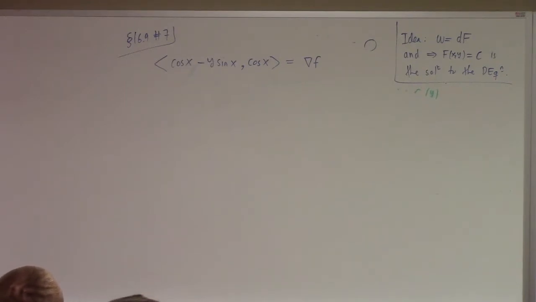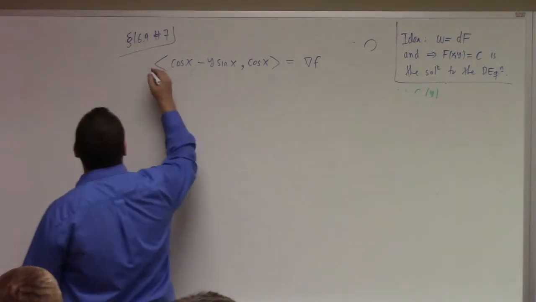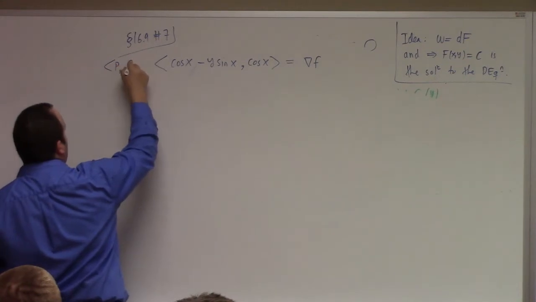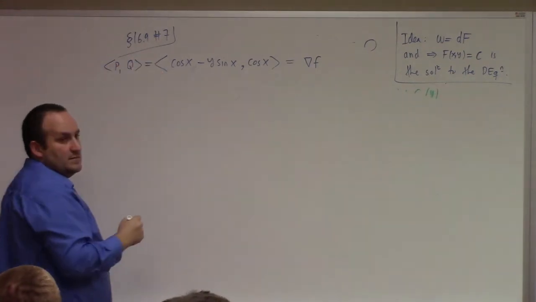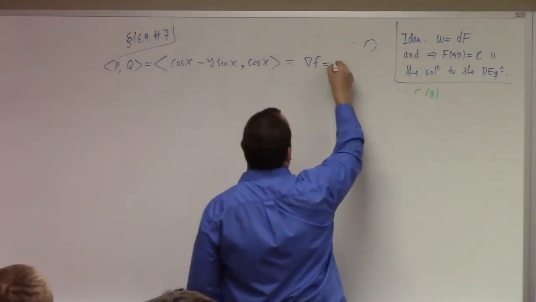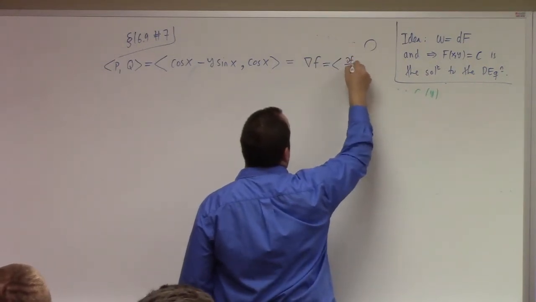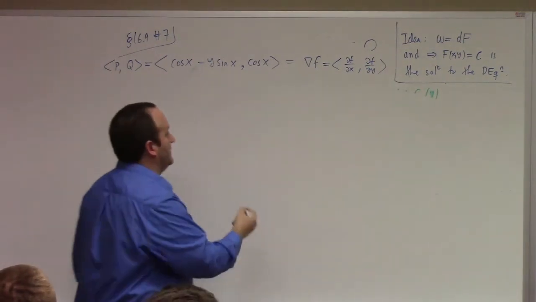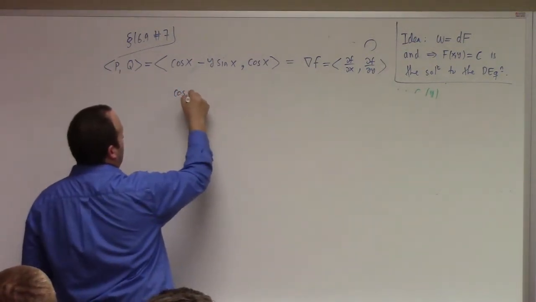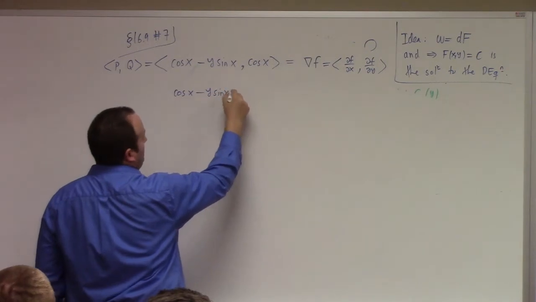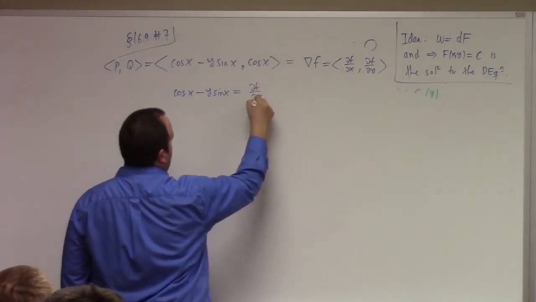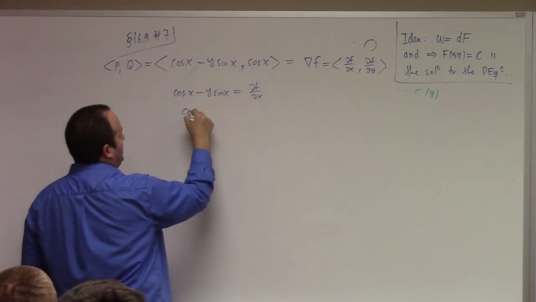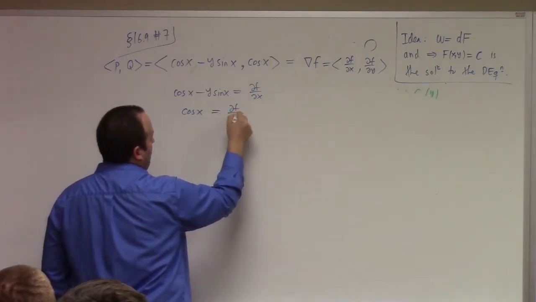I've deliberately used M and N for the differential equation and P and Q for the vector field to try to distinguish the concepts in your mind. But you see, really, the role of P and Q and the role of M and N are much the same. So to see if this is possible, what do we have to do? We have to solve cosine x minus y sine x is equal to partial f partial x if we can, and cosine x is partial f partial y. Can we do it?